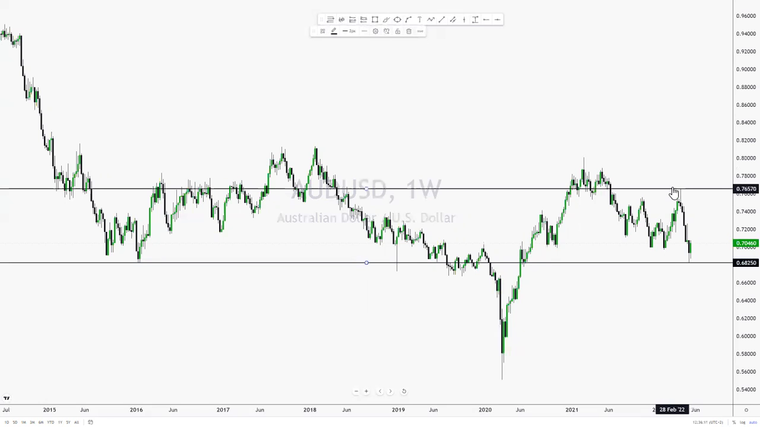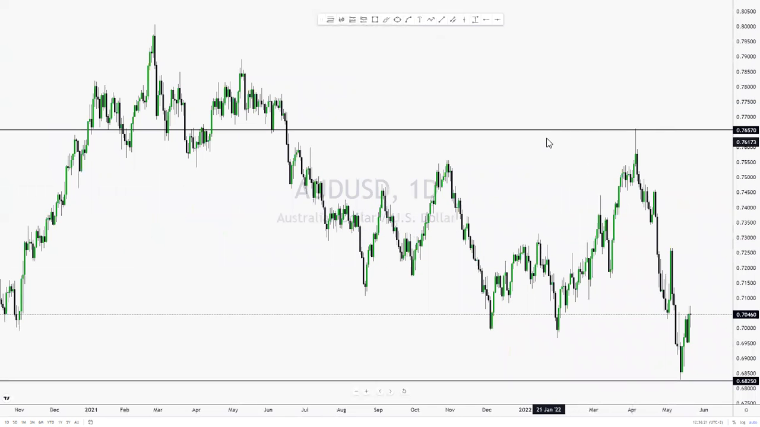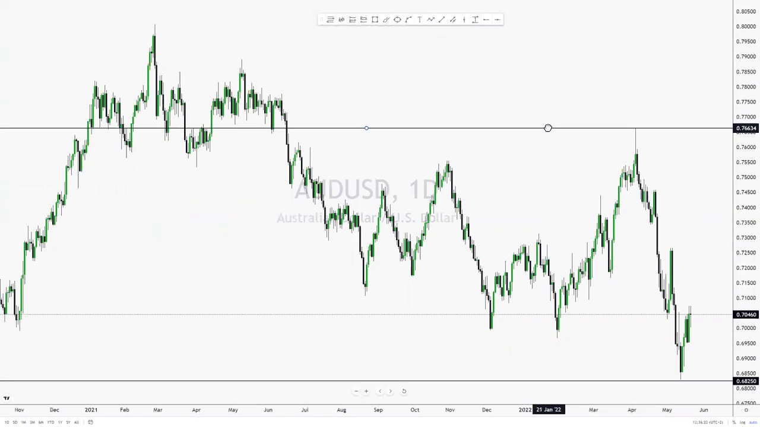This is the resistance and this is the support. The support is the floor and the resistance is the roof, guys. That is just for quick understanding. You should understand support as the floor and resistance as the roof. There we have our support. This is our support and this is our resistance, guys.